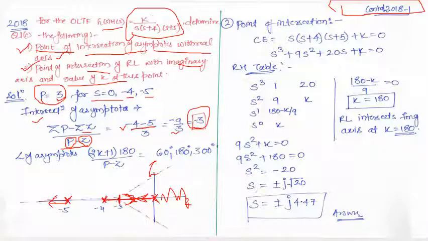Okay, and we can also find the angles of these asymptotes, which is given by (2k plus 1) times 180 divided by p minus z. Okay, so k goes from 0, 1 and 2. If you substitute these k values, you will find 60, 180 and 300. So from this point, considering this as a reference, if you draw a 60-degree angle, let me remove these annotations.